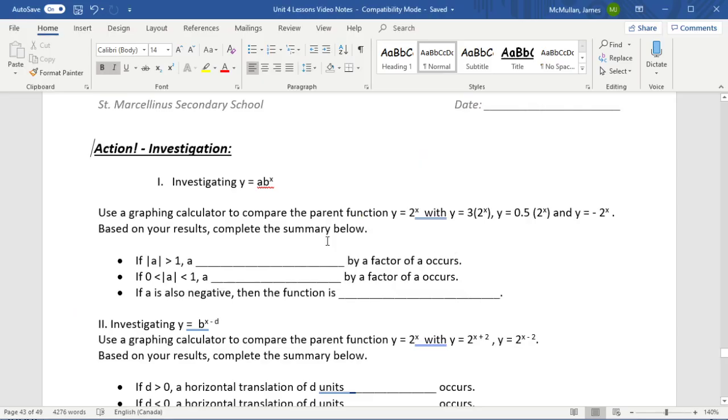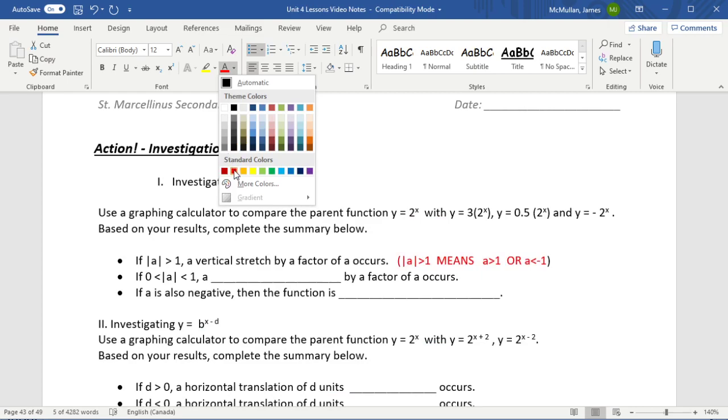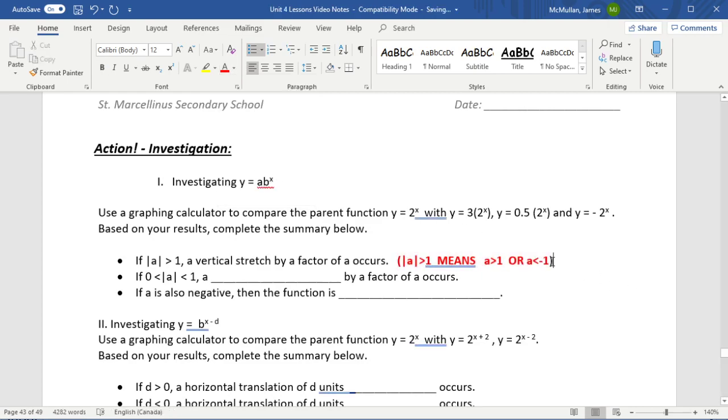Okay, so let's just go back and answer this. If the absolute value of a is greater than 1, this would be a vertical stretch by a factor of a. Remember, let's write in brackets: absolute value of a greater than 1 means a bigger than 1 or a less than negative 1. That's just what absolute value greater than 1 actually means. It means the number you're thinking of could be a positive number bigger than 1, or it could be a negative number smaller than negative 1.